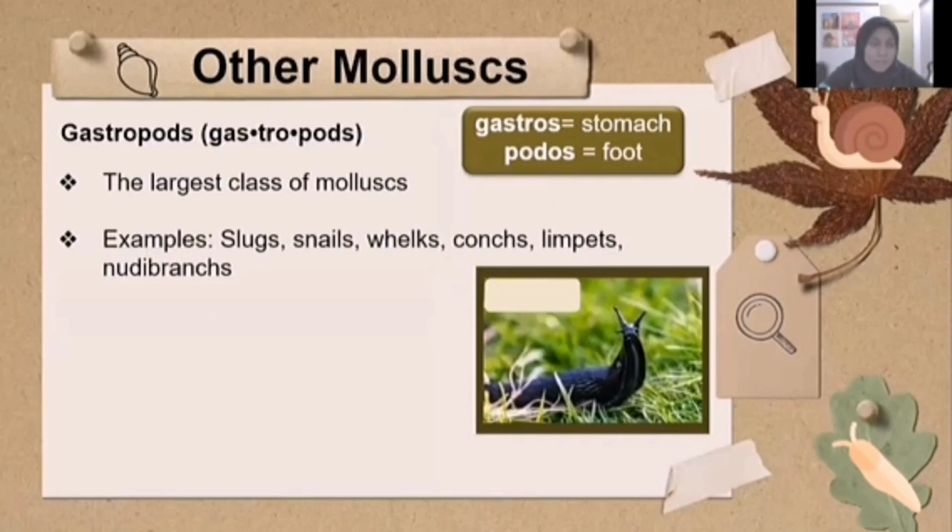Some examples of gastropods are slugs, snails, whelks, conchs, limpets, and nudibranchs. This is a slug.